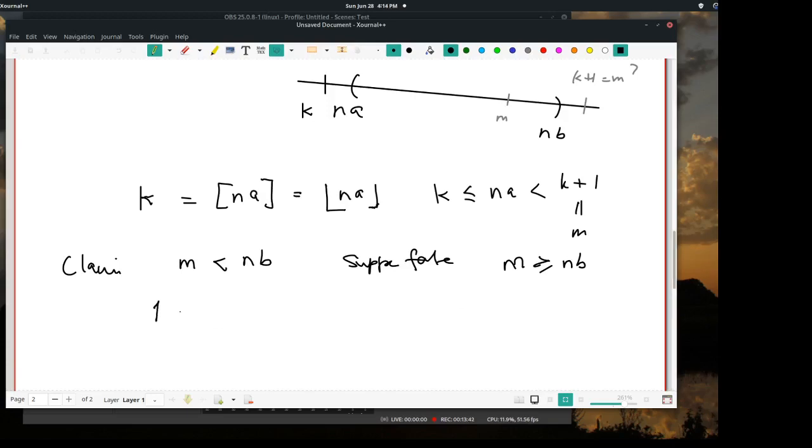Now let us look at 1. Now you will see the magic. You don't know why I am writing 1. You may not know what m minus k is. m minus k is (k plus 1) minus k, so it may be a good idea to write this here, and that is equal to m minus k. But remember, m is greater than or equal to nb, and k is less than or equal to na. Therefore minus k is greater than or equal to minus na. That is n times (b minus a), which is strictly greater than 1. Therefore I have shown 1 is strictly greater than 1, an absurdity.